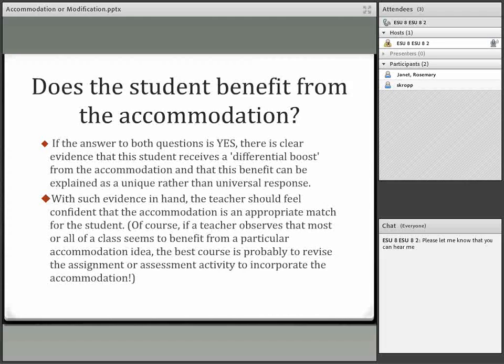But if you see that most students would benefit from that particular accommodation idea, then maybe the assignment could be revised or the assessment activity revised to incorporate the accommodation for everyone. Not that you're making it easier for everyone, but that you're getting a better sense of their knowledge of the content rather than them being held back because of not having the accommodation.